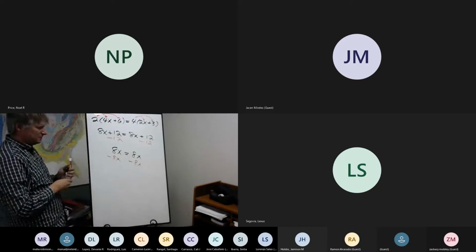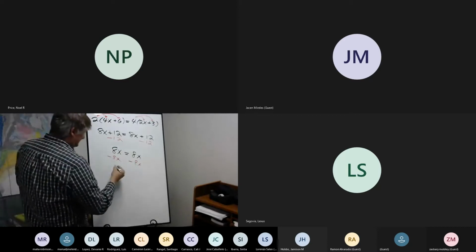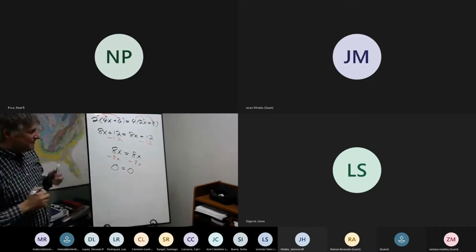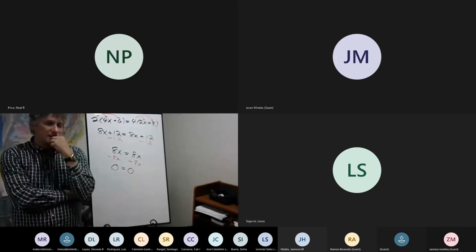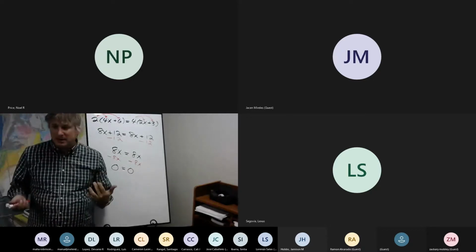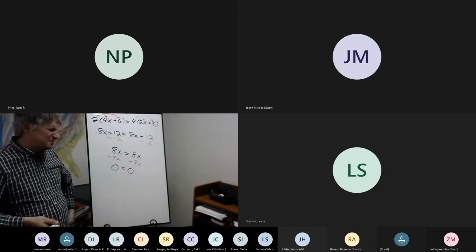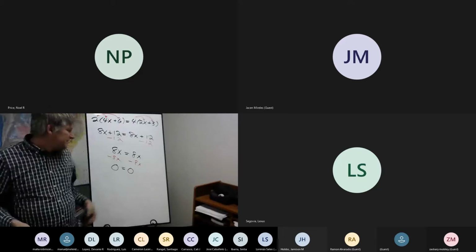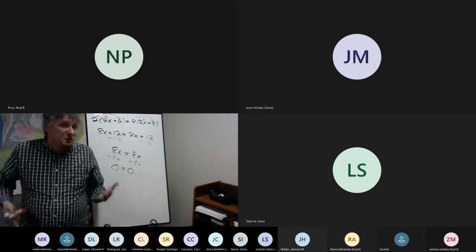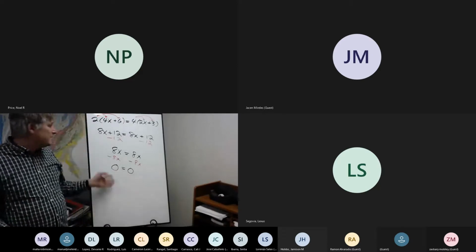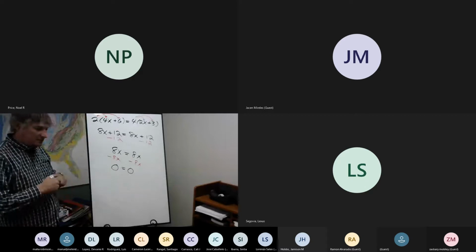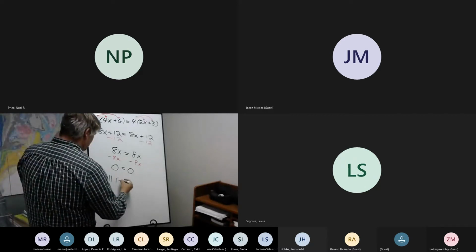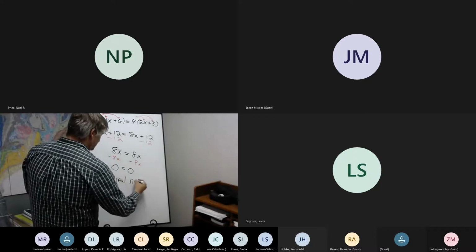Try to get all the x's to one side. Now, in this result, we don't get nonsense. Last time we had gotten nonsense. We had some claim that 0 was equal to 8, which isn't true. But this is true. 0 does equal 0. And so when you get this kind of result, the answer is all real numbers.